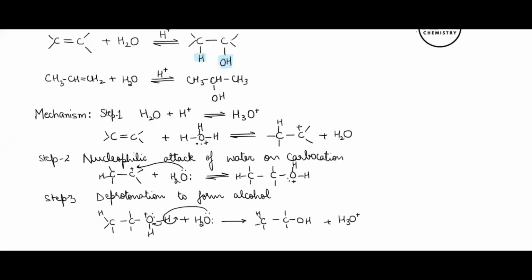This protonated alcohol now is going to undergo deprotonation. De means loss. Deprotonation is loss of proton. Who pulls a proton? Water pulls a proton back from here, forming hydronium ion, and we get formation of this alcohol as the final product. Okay, mechanism as given in NCERT should be followed, should be practiced.